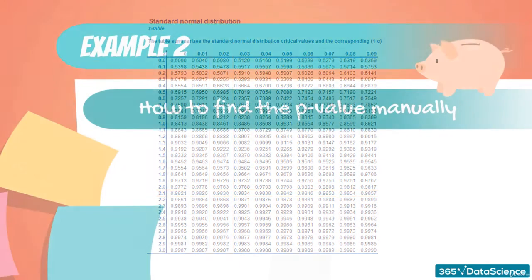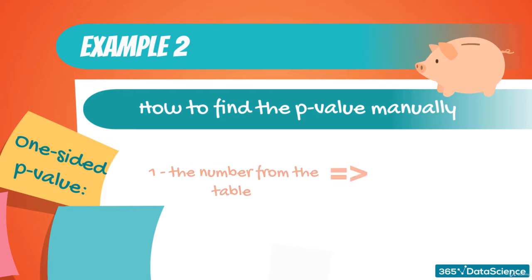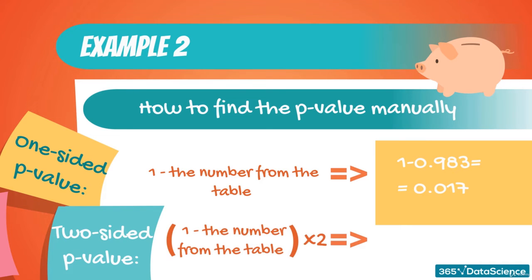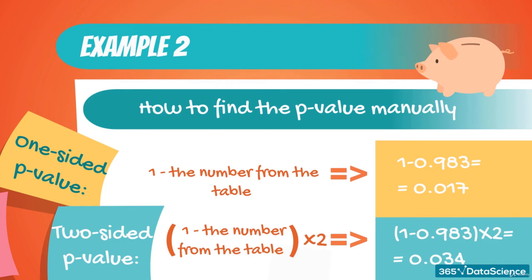The p-value for a one-sided test is 1 minus the number we see in the table. So, the corresponding p-value is equal to 0.017. The p-value for a two-sided test is equal to the number we see in the table multiplied by 2. Therefore, the p-value would be 0.034. This is also the answer to our question.